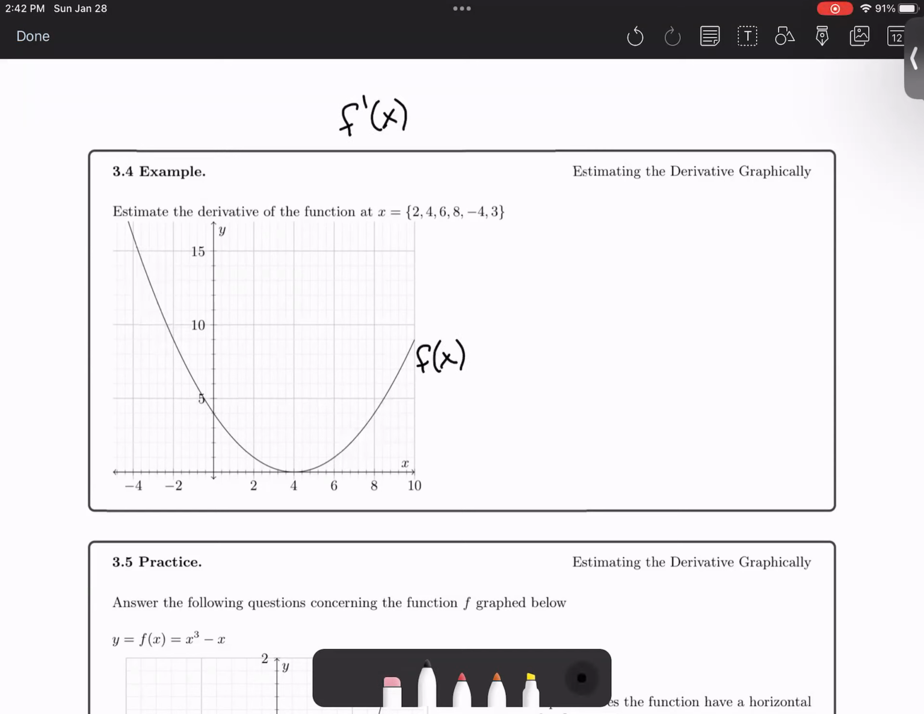And let's estimate the value of the derivative at a few points. So notice we don't have the definition of the function, so these are not going to be exact derivatives. They're just going to be estimates on the graph. So let's look at the derivative when x is equal to 2. So there's x is equal to 2, and I'm going to zoom in there.